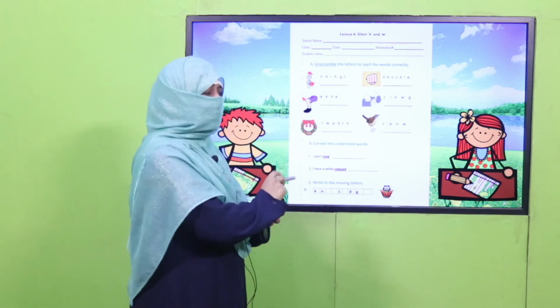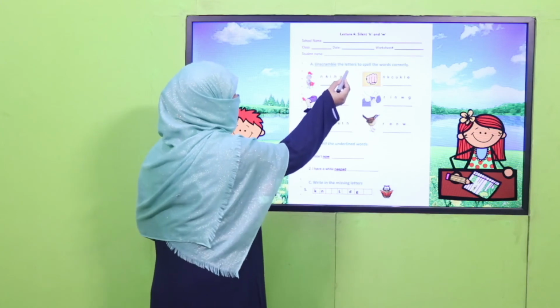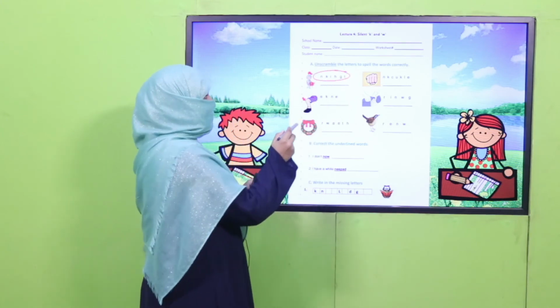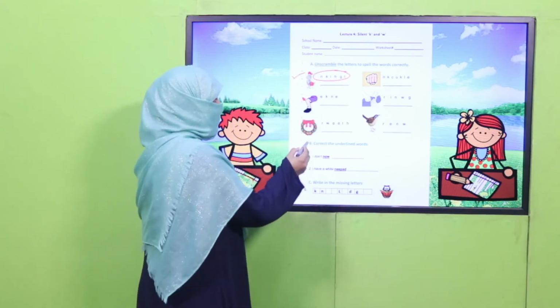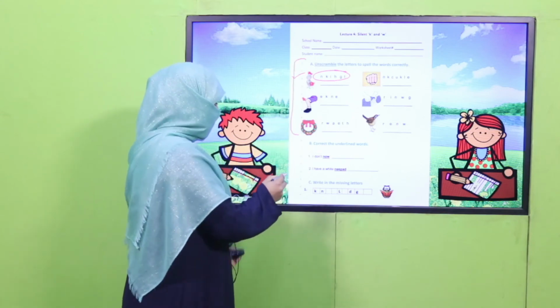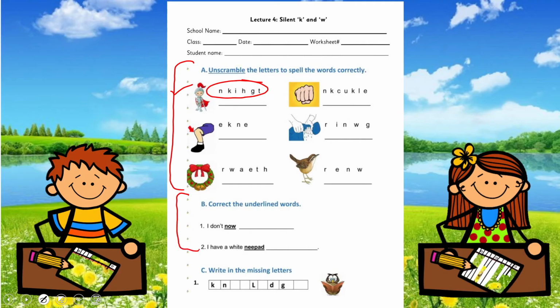And students, what you will do, the word is here, you have to rearrange it, write it properly, say it and complete this one. Again, you have to rewrite these words which are underlined and complete this word as well. I hope you will enjoy this worksheet.